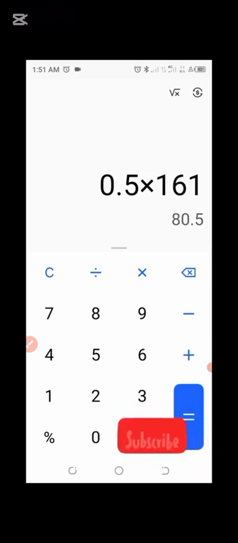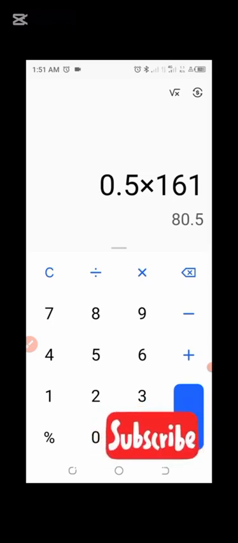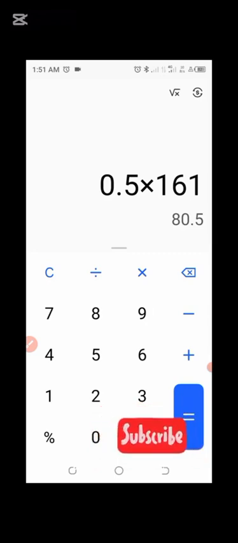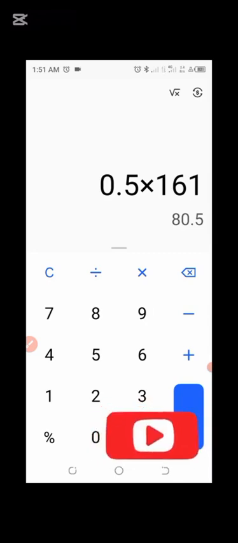$80 in my country, Nigeria, is very big money. In fact, that is like some people's 2 months salary, and you are making it within a short period of time, within 1 day, within 2-3 hours, you are done.